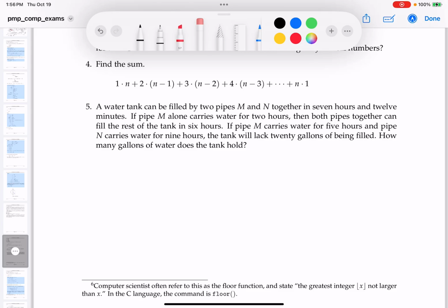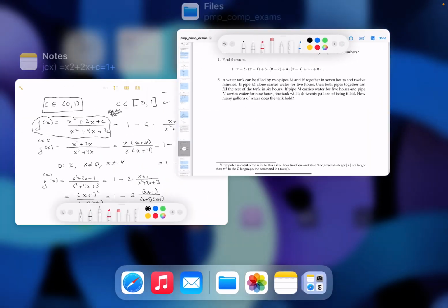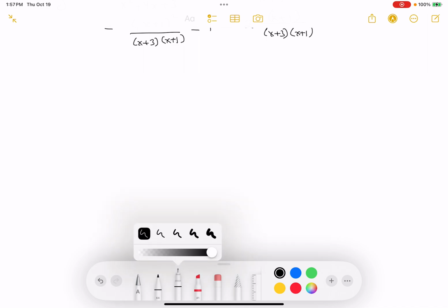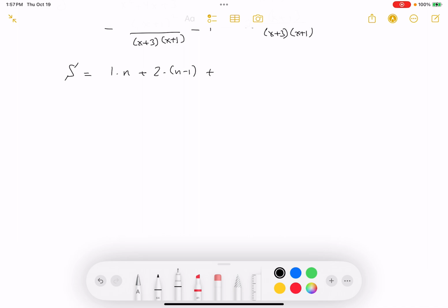Let's find a sum. The sum is 1 times n, 2 times n minus 1, and so on. I have to go to the whiteboard and work through it. Looking at it, the first thing I do is write the sum down. So the sum S is 1 times n plus 2 times n minus 1 plus 3 times n minus 2.